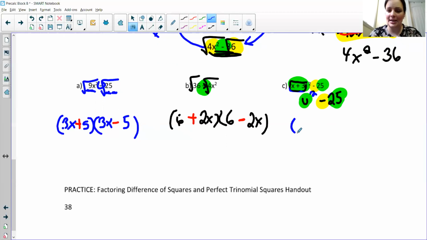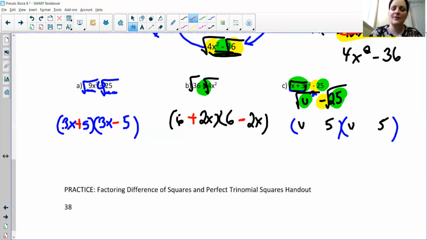So in the first bracket, you put the square root of the first term. Now I replaced it with U instead, so a U goes in here. I forgot to do a step, but I'll tell you about that later. And then you put the square root of the absolute value of negative 25 in both brackets, so it's going to be 5 and 5. And then because it's a difference of squares, one is positive and one is negative.